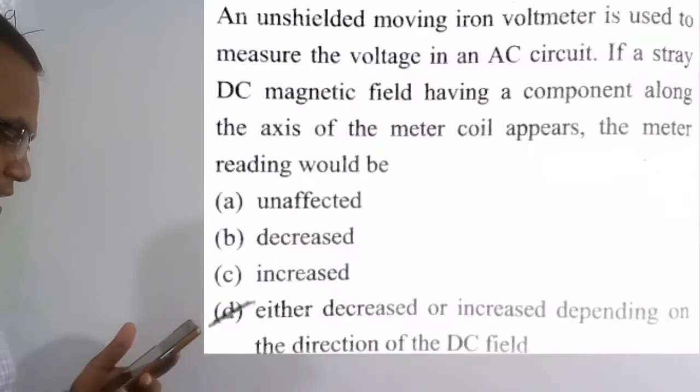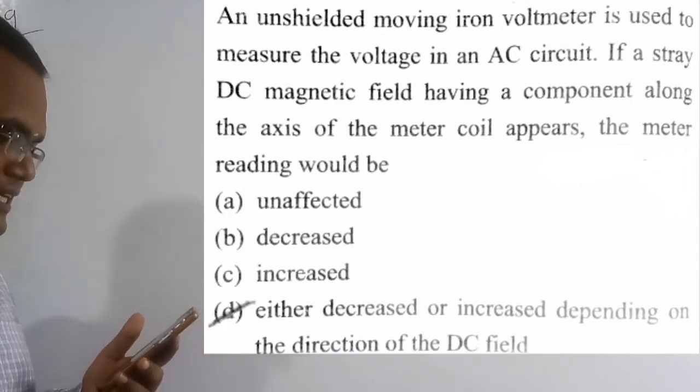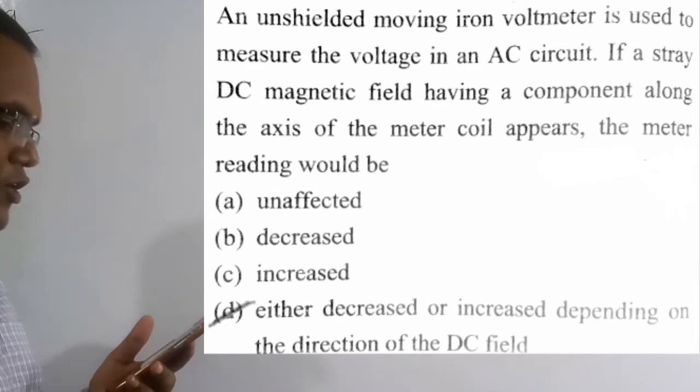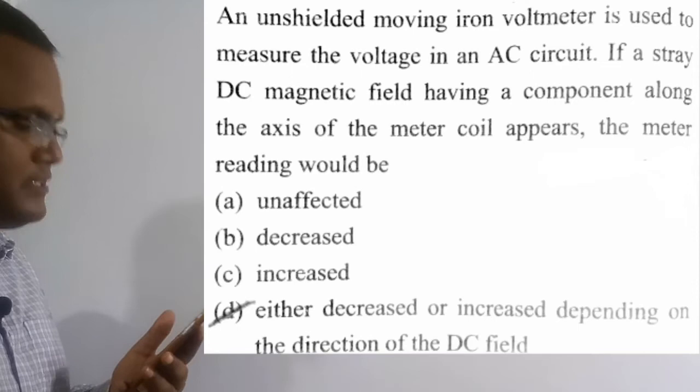So now we are going to solve the 9th question. See the question here. An unshielded moving iron voltmeter is used to measure the voltage in an AC circuit. If a stray DC magnetic field having a component along the axis of the meter coil appears, the meter reading would be.